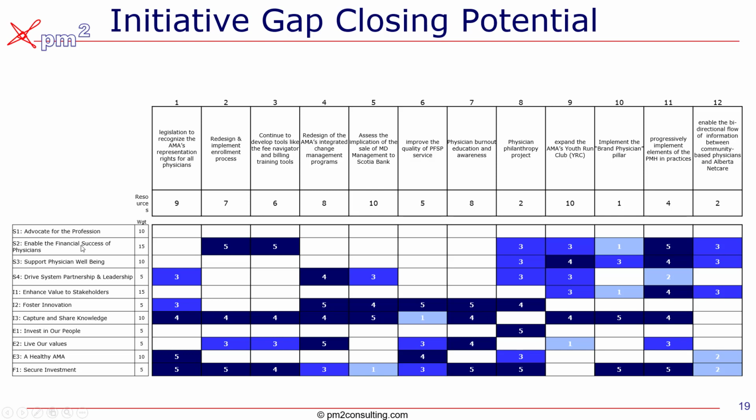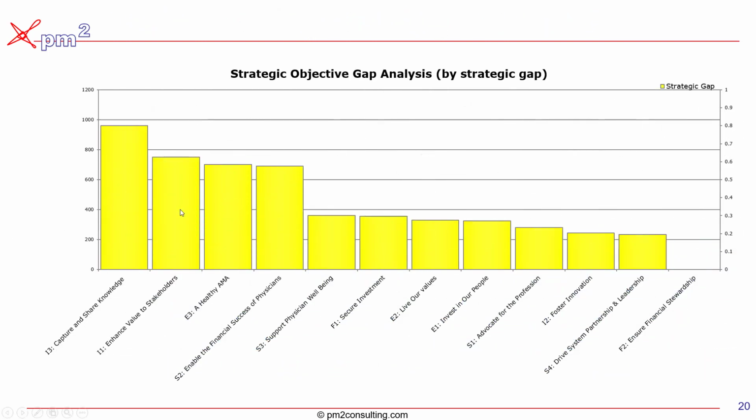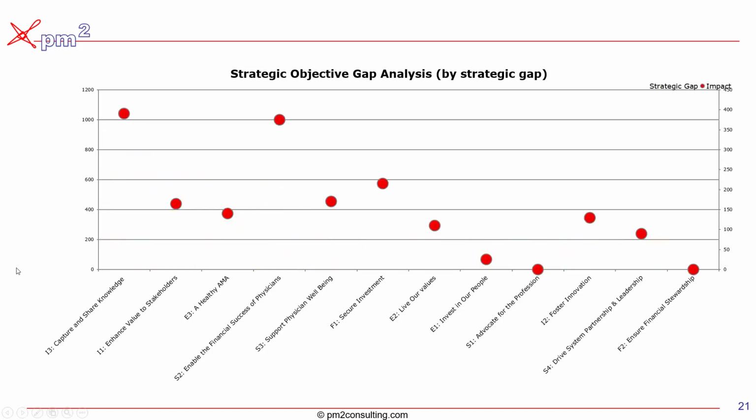We list the objectives down the left, those core processes across the top, and how many resources it takes to accomplish them, and we score them the same way from 1 to 5. Now remember, their goal is to close these gaps. Now what we'll do is add it up the same way, but we'll just chart them as red dots this time. So you can see from the project portfolio, we have a whole bunch of projects around capturing and sharing knowledge, and not many projects around enhancing value to stakeholders, and none around financial stewardship.